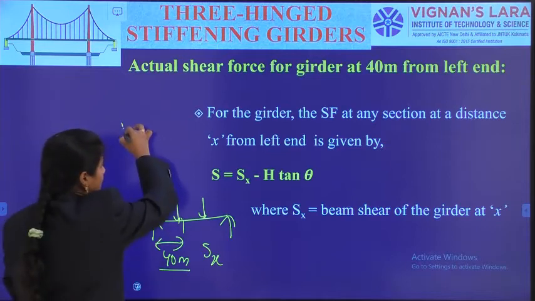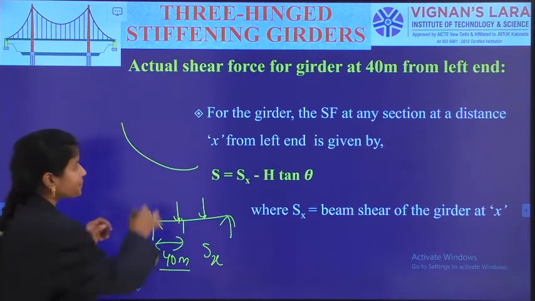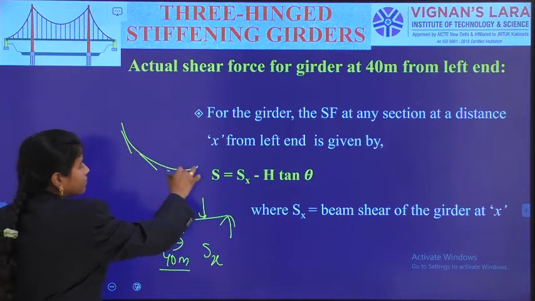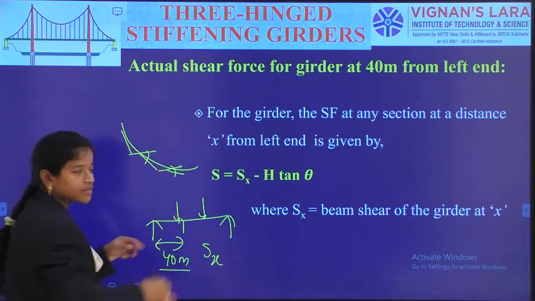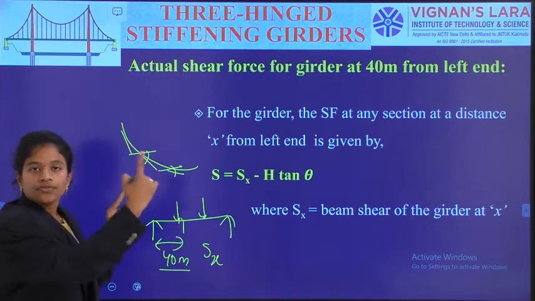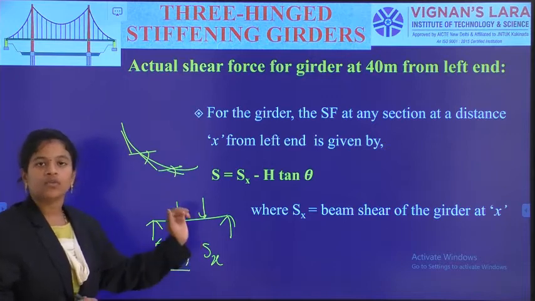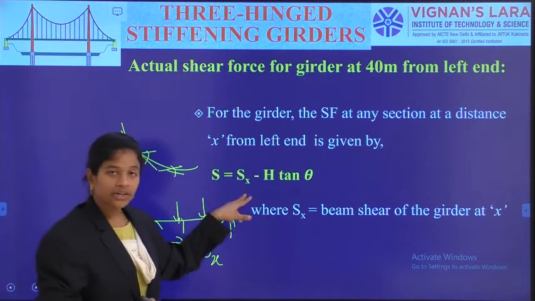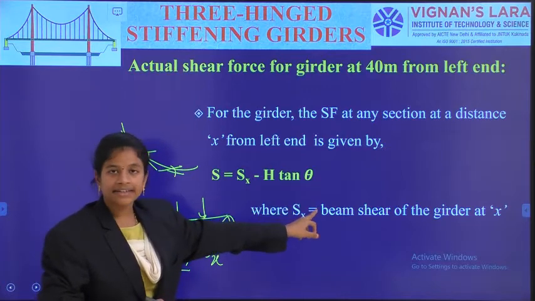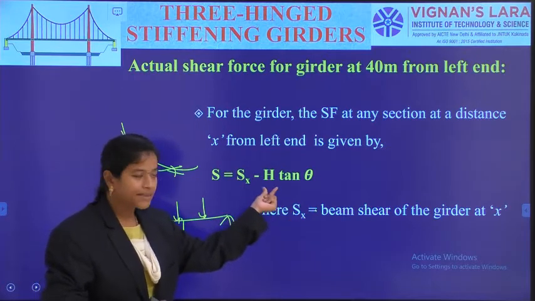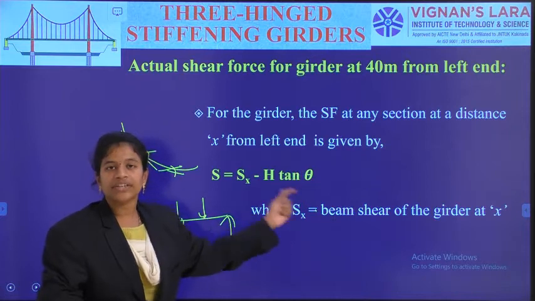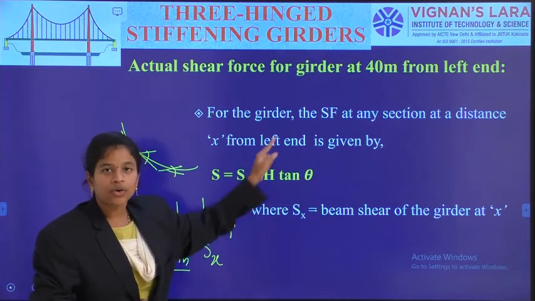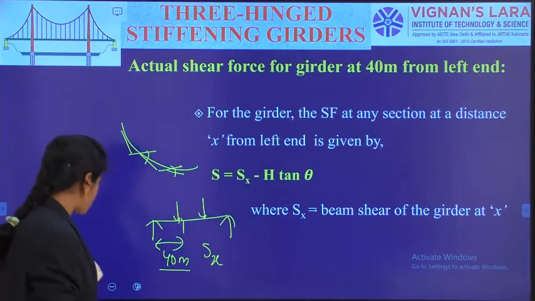So as the cable is having the curve shape, each individual point will have different inclinations, right? So at the position of 40 meter from the left end, what is the inclination, the corresponding tan theta I need to involve. So I need to calculate Sx, I need to calculate tan theta, and I need to substitute capital H. So finally we will calculate capital S at the location of 40 meters from the left support.